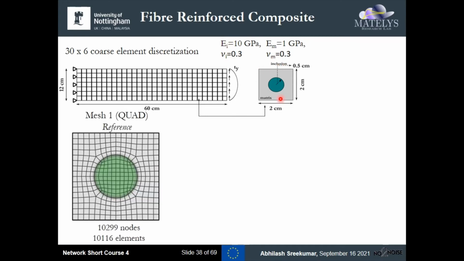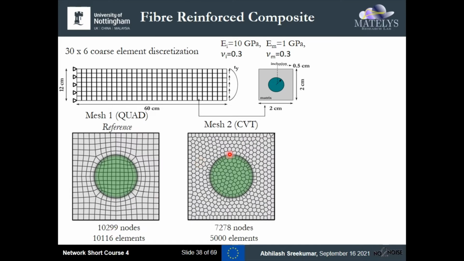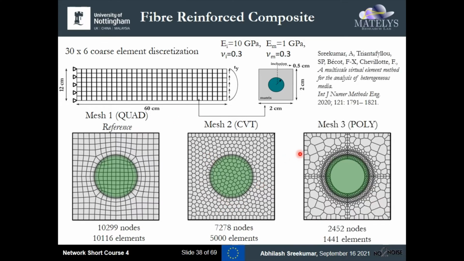This microstructure is meshed with three types of meshes using the multiscale virtual element method. The first is a quadrilateral mesh. This serves as a reference solution. The second is a centroidal Voronoi tessellation mesh, which is filled with uniform polygonal elements, as you can see here. And the third is an ad hoc mesh designed specifically to exploit the benefits of the virtual element method. Namely, the central element is a 252-sided element, exploiting the stiffness of the inclusion. This is an adaptive mesh.